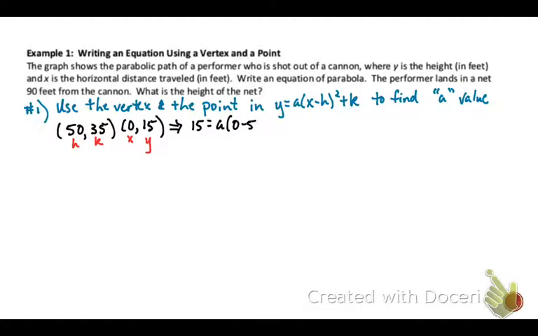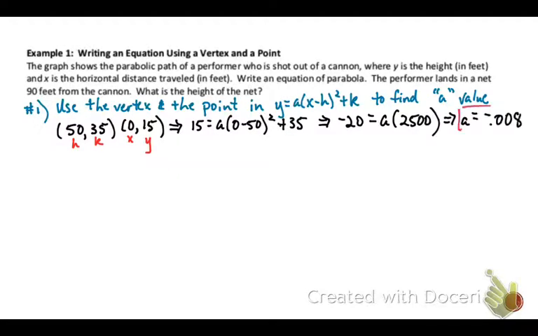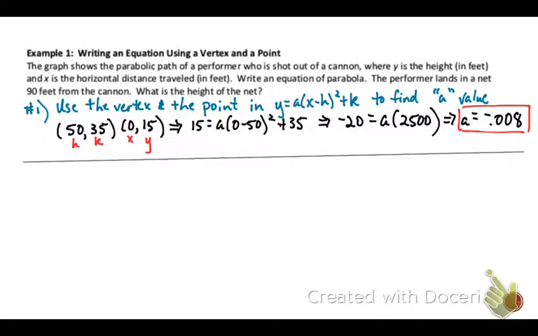So into vertex form, we'll get 15 equals a times (0 minus 50) squared plus 35. So let's subtract 35. We'll square negative 50, which is 2,500, divide and simplify. Now, it does end up with an even decimal, so I go ahead and write it as a decimal. So a equals negative 8 thousandths. If the decimal were not even, I would leave it in fraction form because I wouldn't want to estimate.